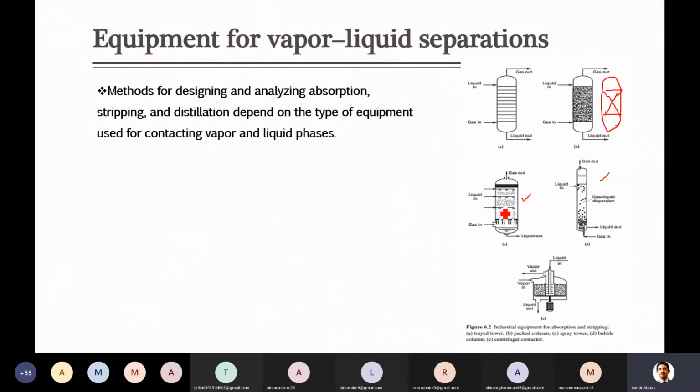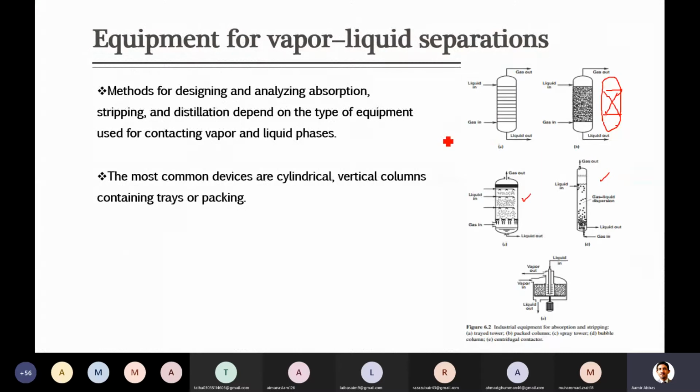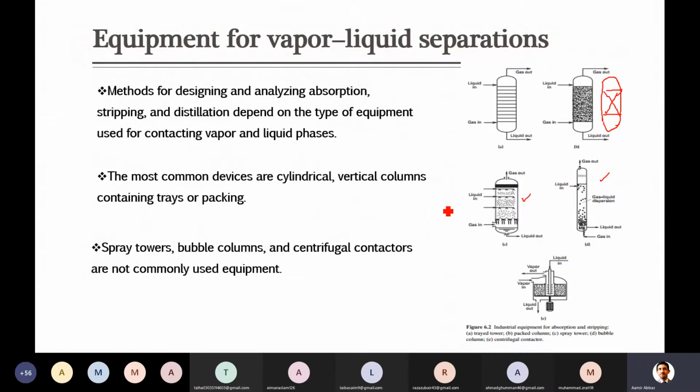And if we go with these, we will not reach that separation. Then maybe you will need a number of such units, and instead of installing a number of units, you should go for one or two units which can give you better contact and better mass transfer. So these devices, as you have already seen, are almost cylindrical vertical columns, and they contain trays or packing or some without packing.